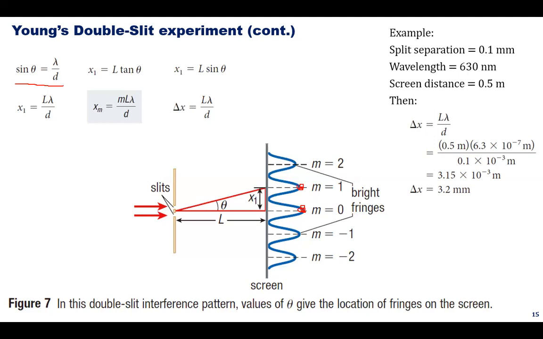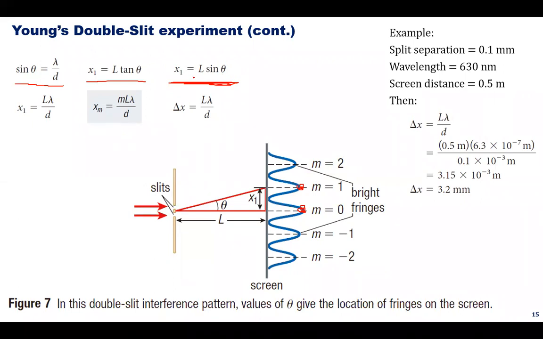These lengths are related by a trigonometric relationship. x1 equals L tangent theta, right? Then the wavelength is much smaller than the spacing between the slits. So lambda over d is very small. Therefore, theta is also very small, and the approximation sine theta equals tangent theta can hold. Therefore, we have this approximate relationship. When theta is small, tangent theta equals sine theta.